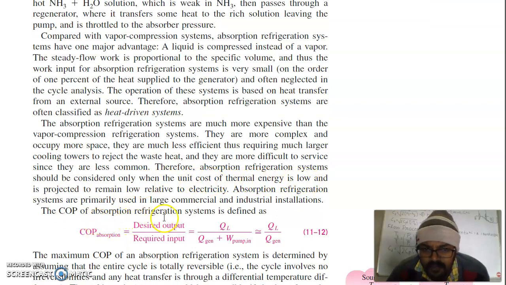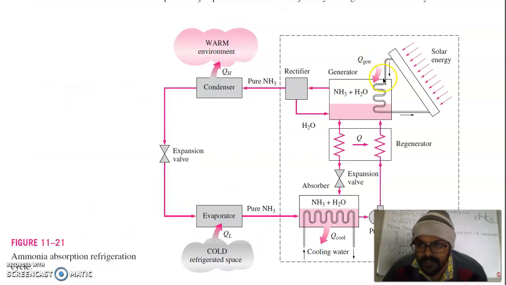So the coefficient of performance of an absorption refrigeration system is desired output over required input. Desired output is QL, required input is the Q generation plus the pump work. So Q generation is input, pump work is input, and the desired output is QL, the amount of heat. Now one thing to be noted is that in the absorber, an ammonia water rich mixture is formed, and when it is circulated and sent to the generator, after the evaporation of ammonia, a weak mixture is left. This weak mixture is sent back to the absorber, and the cycle is completed.